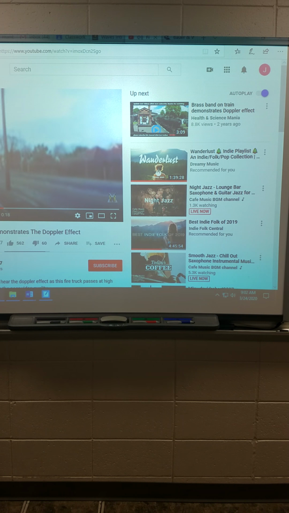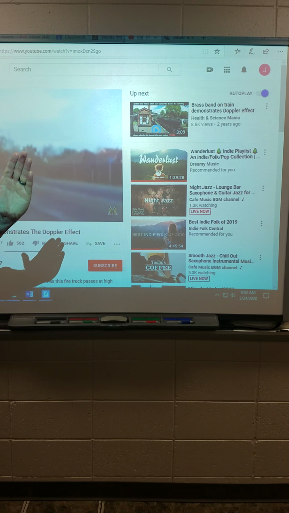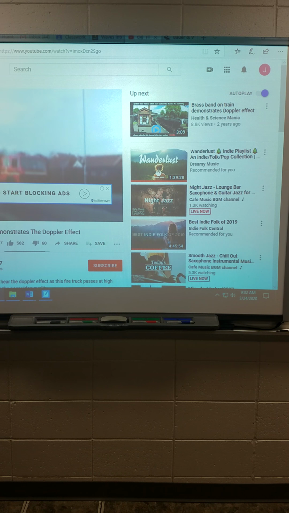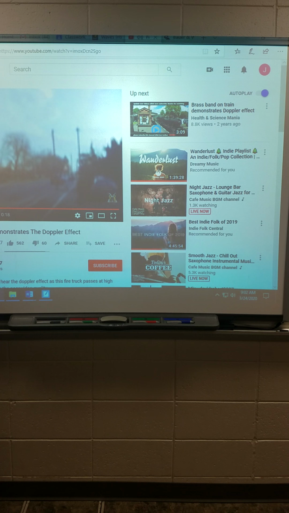Listen to the pitch of this fire engine as it approaches you, the bystander, and then as it recedes off into the distance behind your shoulder. Notice how that pitch changes as it passes you. It starts at a high frequency and then ends at a low frequency.